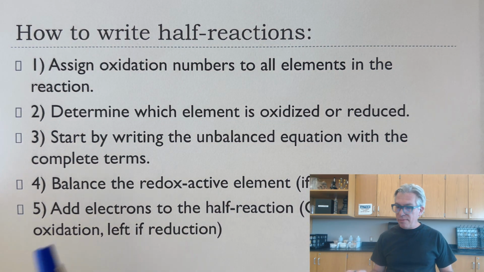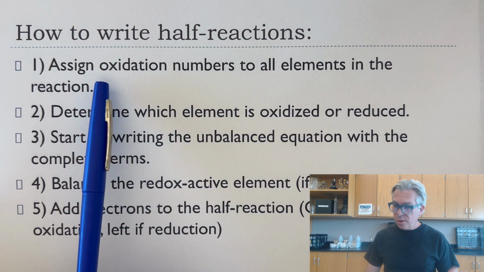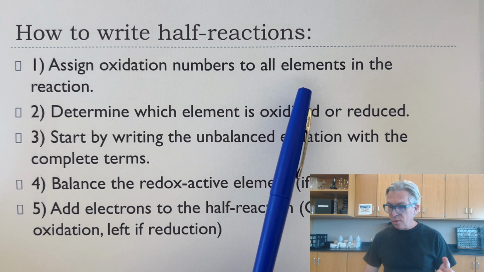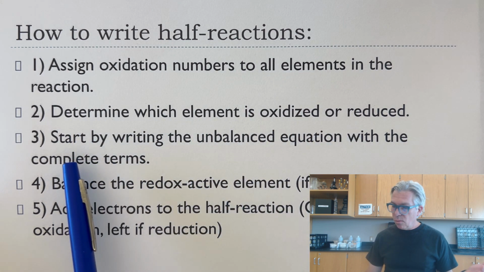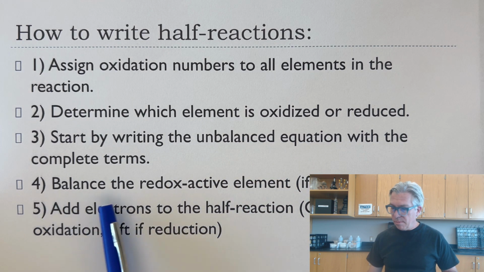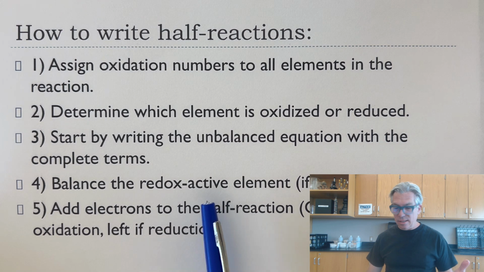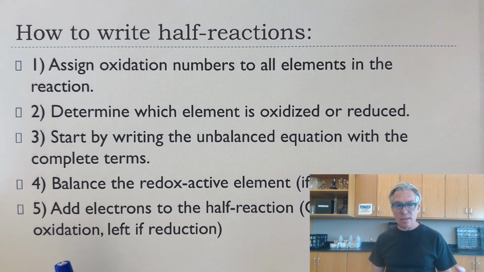Because you're likely to see half reactions on the AP exam, let's talk about how to write them. First, we're going to assign oxidation state numbers to all elements in the reaction, determine which element is oxidized or reduced. We're going to start by writing the unbalanced equation with the complete terms. We're going to balance the redox active element if necessary. We're going to add electrons to the half reaction on the right if oxidation, left if reduction. So oxidation produces them, reduction uses them up.